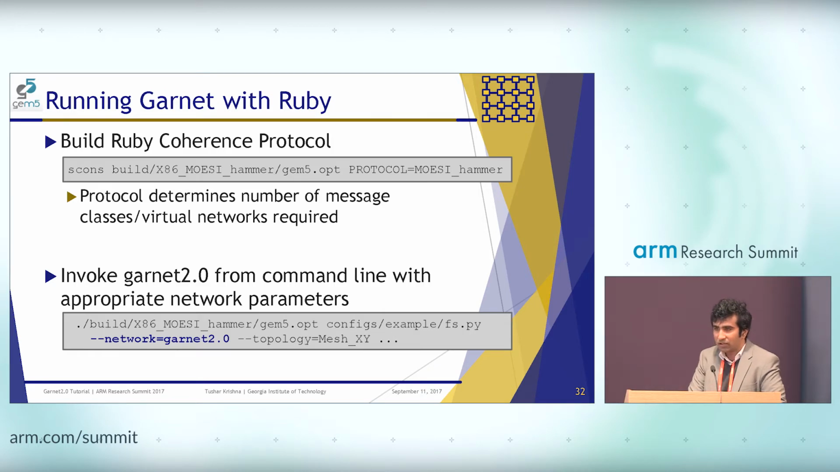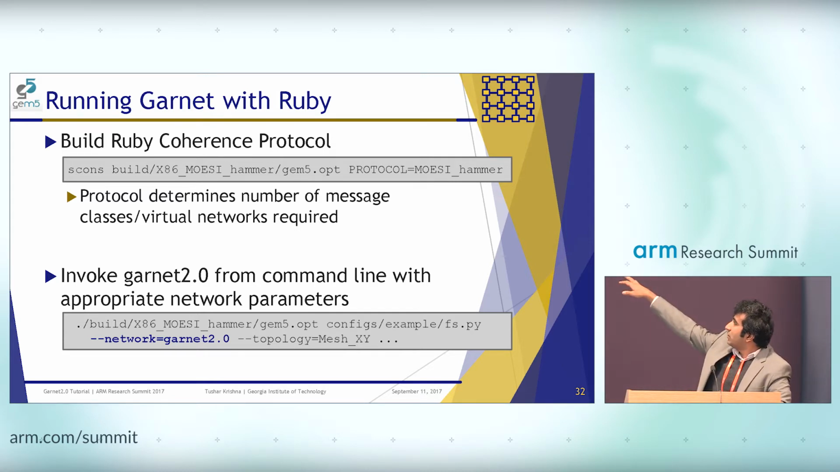So now how do you actually run Garnet? I'll just quickly give a brief overview. So you build a Ruby coherence protocol. Let's say we've built the MOESI Hammer protocol, and this determines the number of message classes or virtual networks required. And then all you have to do to invoke Garnet is just say --network=garner2.0. If you don't do this, the default network is the Ruby simple network.